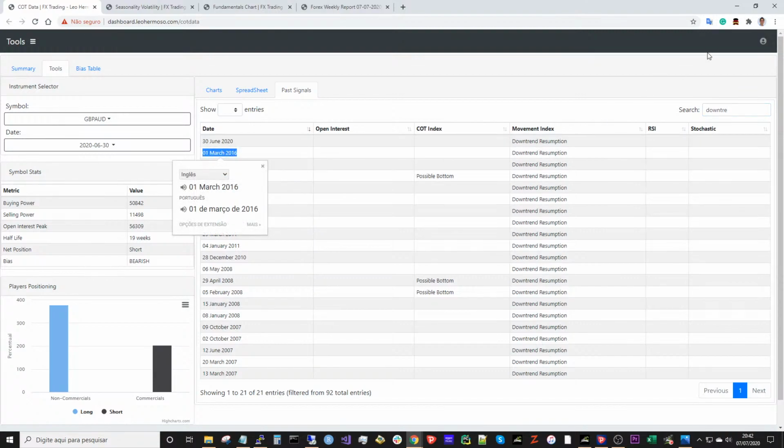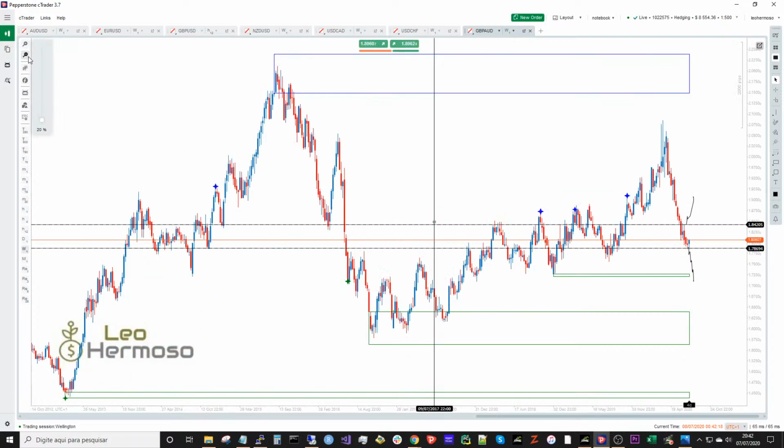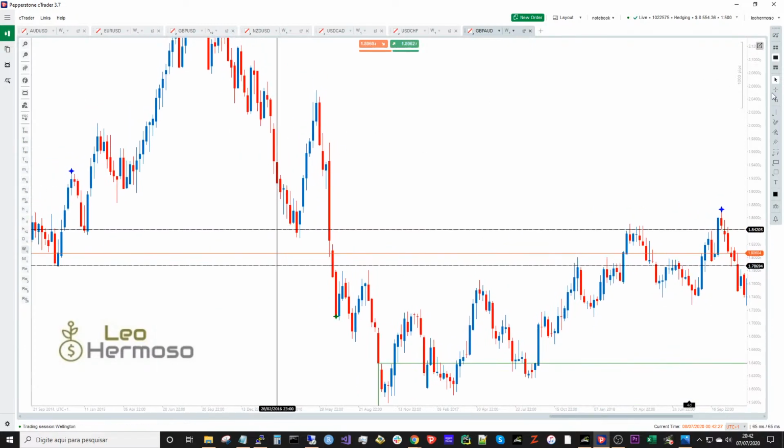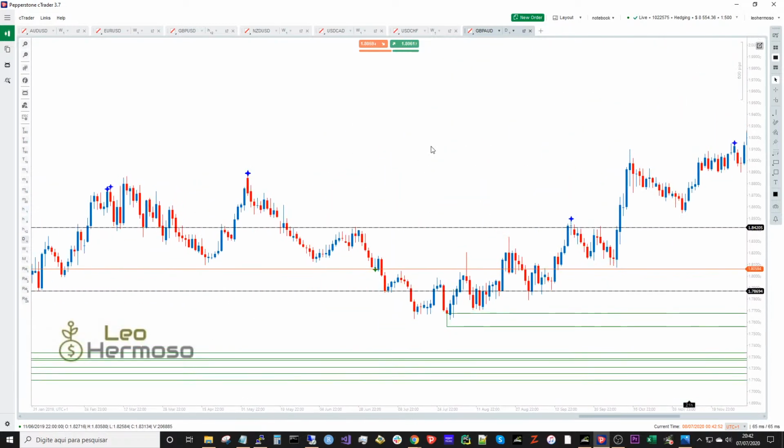For example, 1st of March of 2016. So here we go, 1st of March. Yes. So we saw right here 1,000 pips. Is this good for you? 1,000 pips is good for you? So the signal was triggered here, and the price moved 1,000 pips. Not just that, this one is a very similar scenario to what we are living right now.